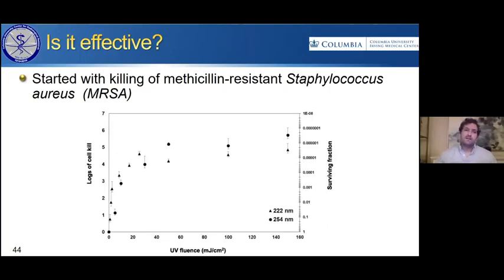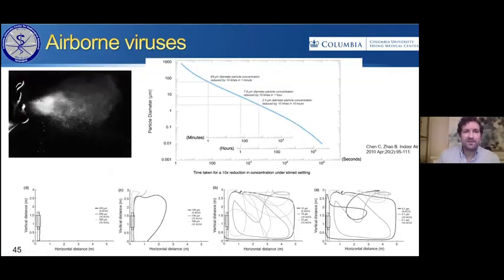So now that we have a lot of evidence about it being safe, we need to know if it's effective. So we originally started this work looking at methicillin-resistant Staphylococcus aureus. That is an antibiotic-resistant bacteria, common for hospital-acquired infections. And we looked at the ability of increasing doses of UV light to inactivate or kill these bacteria. And we compared the 254 nanometer light with 222 nanometer far-UVC light. And we see about the same efficacy in killing, which is really good news.